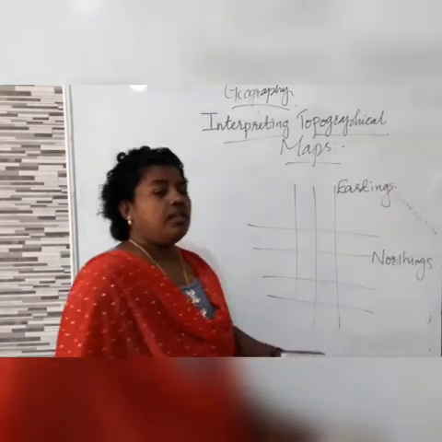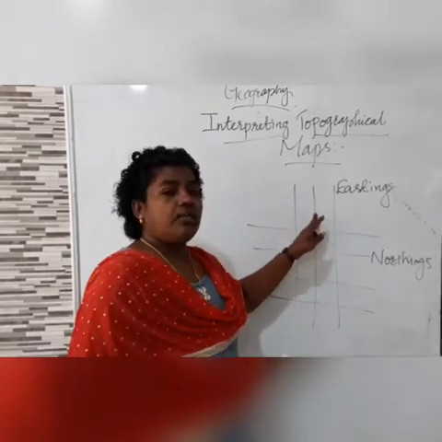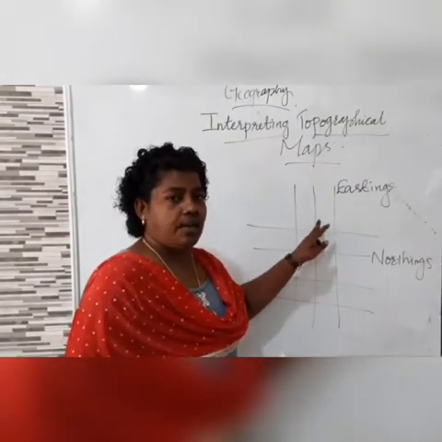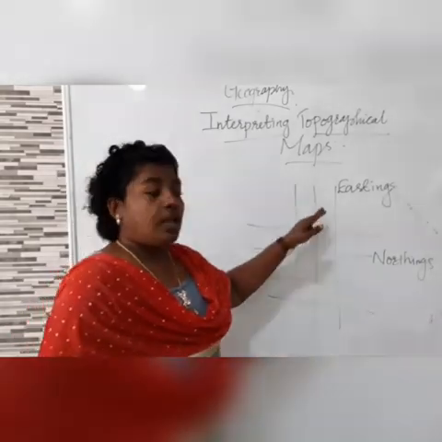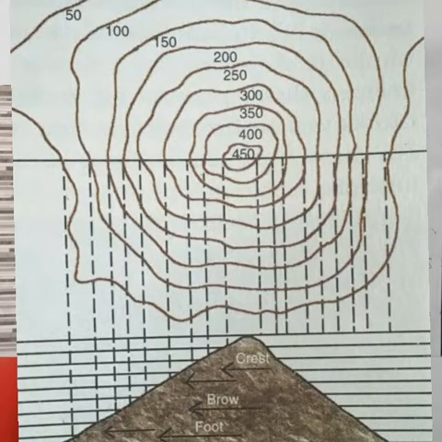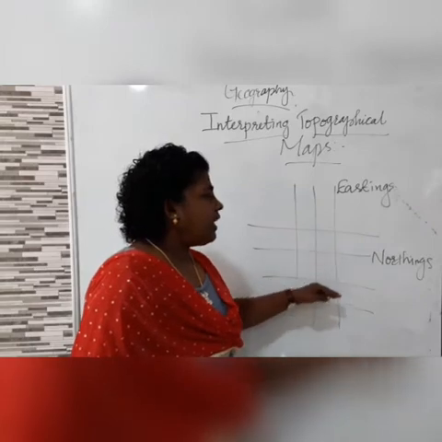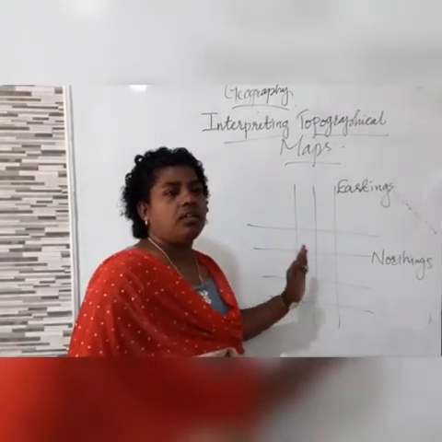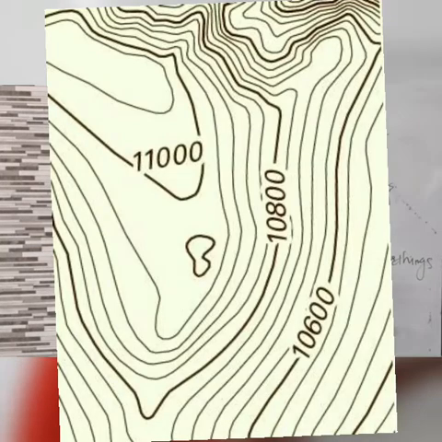Eastings and northings. See, numbers are given for the contour lines in the map. What is given? Numbers are given. When the elevation is increasing, when the height is increasing, what happens? The numbers also increase eastward. Did you understand? And when the height decreases, the number also decreases. And when the numbers increase in the northings, the numbers also increase northward. Did you understand?